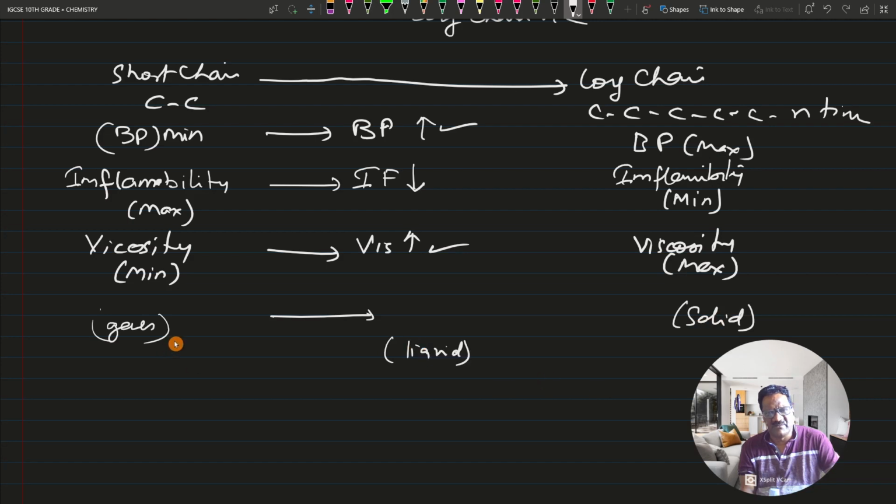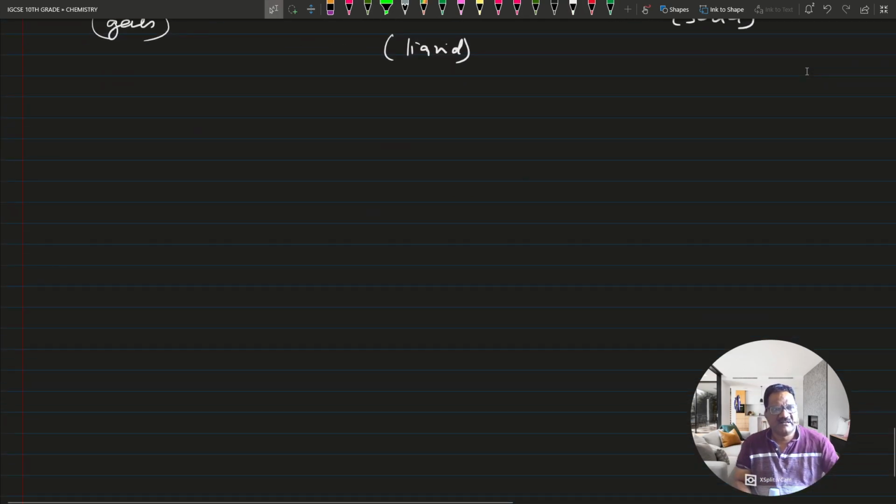Okay. So the short chain hydrocarbons are mostly gaseous in nature, and as the chain length goes on increasing, they become liquid in nature. And when the chain length increases to a greater extent, it becomes solid in nature. Okay, so this is also one of the trends that you will see as you go from short chain to long chain hydrocarbons.